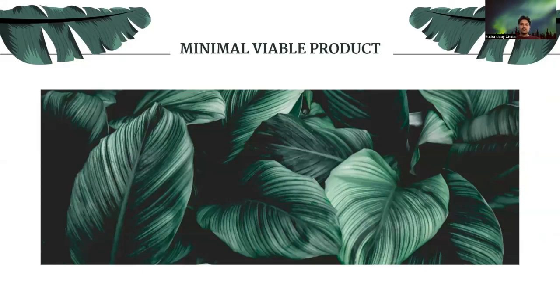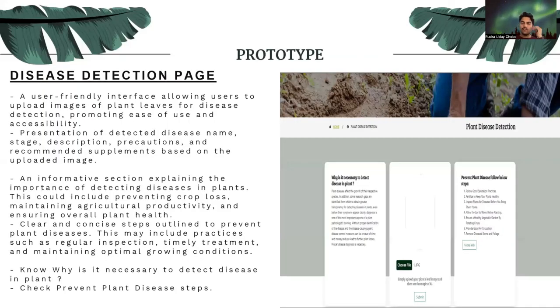The MVP includes being able to select a particular image in certain formats like JPG, PNG, and detect what kind of diseases the plants have, and also to predict and recommend what the user should do in order to improve the yield.